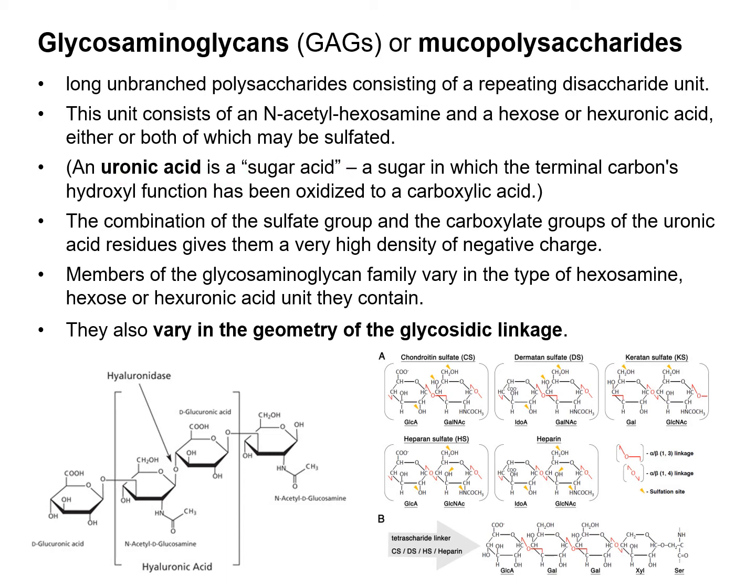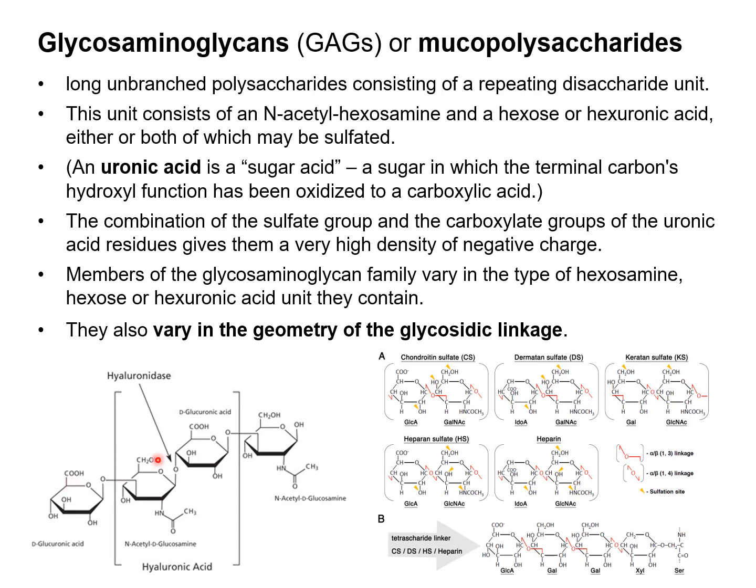So it's an acidic molecule but contains the sugar. And a sugar, when you look at it, in which the terminal carbon, the C6 position, which is supposed to have the hydroxyl group, has been oxidized into a carboxylic acid. And the combination of the sulfate group and the carboxylate groups of the uronic acid residues give them a very high density of negative charges.